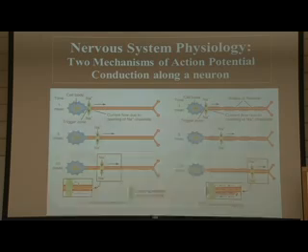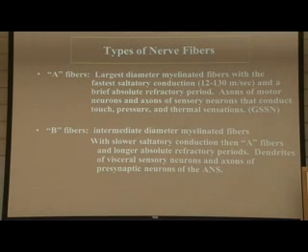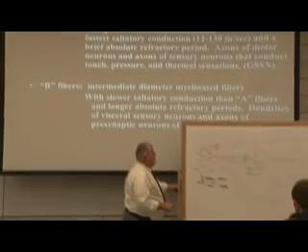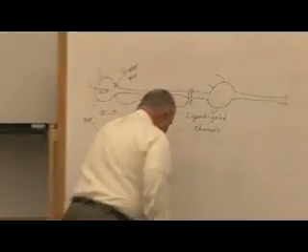Okay? So putting that into context, if we go back and look at that one slide where we were looking at cross-sectional views of neurons, then we have what we call type A neurons.